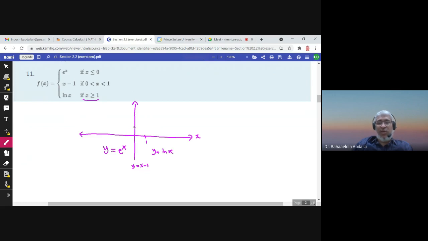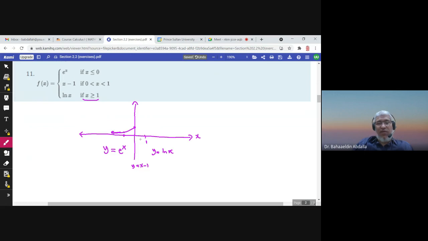So the function passes by this point. And now choose -1 because we are in this region. If x is -1, this is e to the power -1, which is 1 over e, about 1 over 3. So the graph is like this. This is a part of the graph of e^x. We know that it continues like this, and we know that the x-axis is a horizontal asymptote. So this is the part of the graph when x is less than or equal to 0.